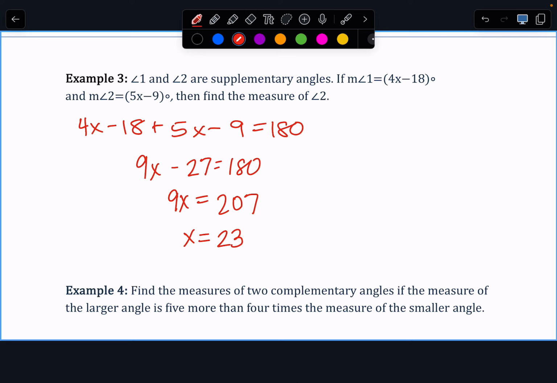Yep. All right, now, the measure of angle 2, remember we're going to use the M when we're talking about the measure. Angle 2 is 5x minus 9. So the measure of angle 2 is 106.